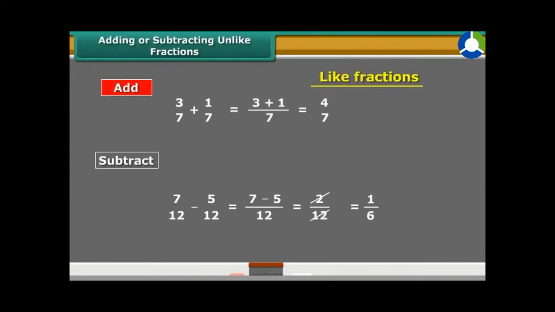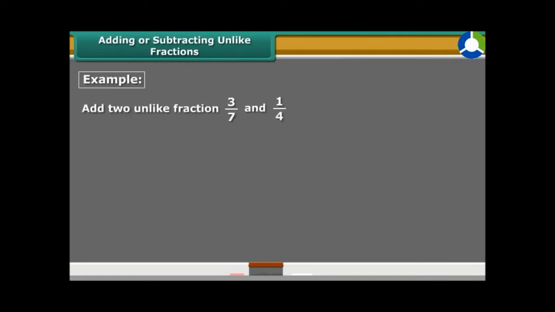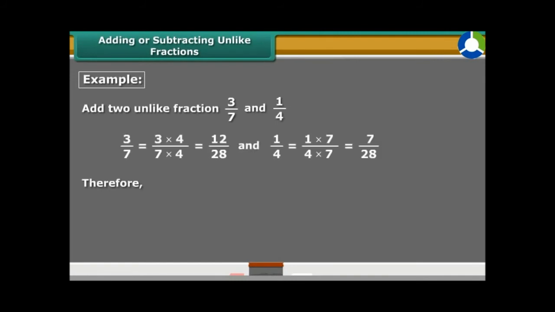We have learned to add and subtract like fractions. It is also not very difficult to add unlike fractions that do not have the same denominator. When we have to add or subtract these fractions, we first find equivalent fractions with the same denominator and then proceed. For example, 3/7 and 1/4 are two unlike fractions. In order to add them, first we find their equivalent fractions with the same denominator. These are 12/28 and 7/28.